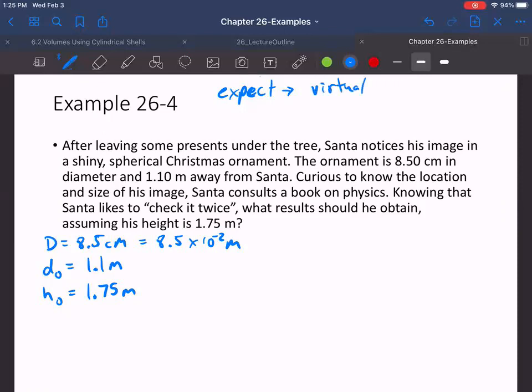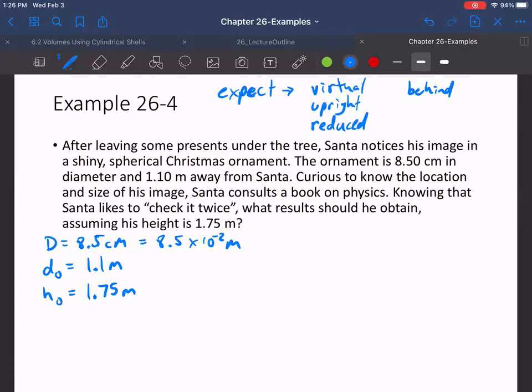Upright or inverted? Upright. Enlarged or reduced? Reduced. Where do we expect it to be located? In front of the mirror or behind it? So behind the mirror. So these are what our expectations are. Let's see if the math tells us this. If not, then we know we've made some sort of mistake either in our understanding or in the math. Okay, so that's our physics expectation.